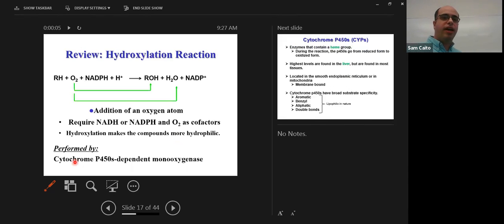Now, the hydroxylation reaction is a review. We've seen this when we were looking at cholesterol synthesis. Basically, you have whatever your substrate molecule is, here abbreviated by RH. You have oxygen, NADPH, and then you add one of those oxygens as a hydroxyl group onto your substrate, and you produce water. So this is basically an addition of a single oxygen atom in the form of hydroxide. And the hydroxylation will make the compounds more hydrophilic. This is performed by cytochrome P450 dependent monooxygenase, or just abbreviated as cytochrome P450s, or sometimes just as CYP.